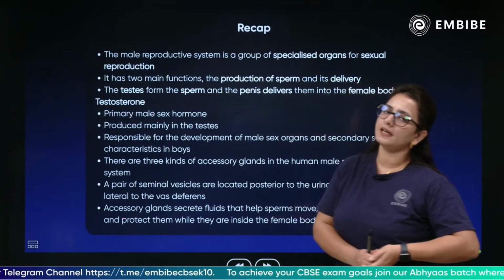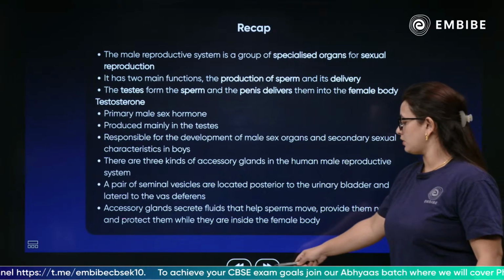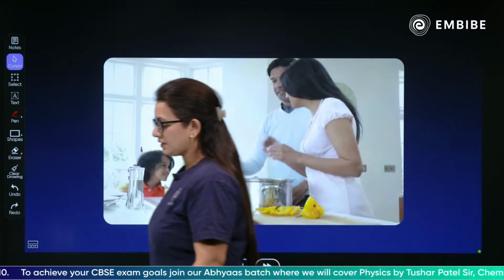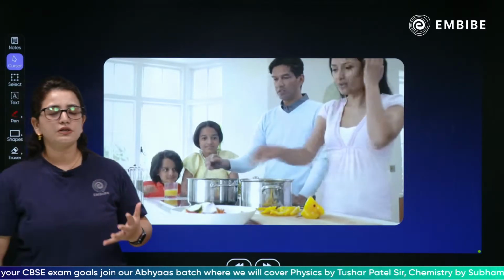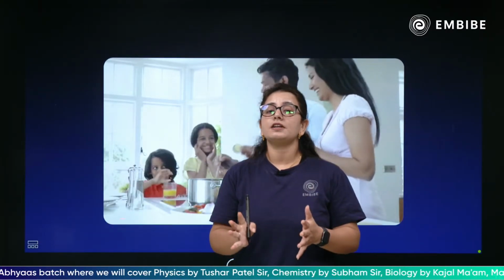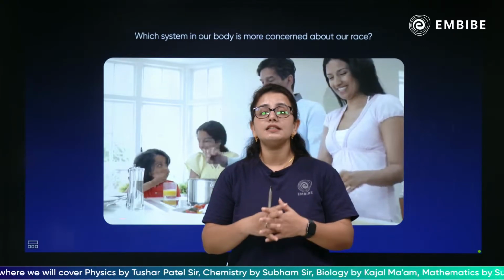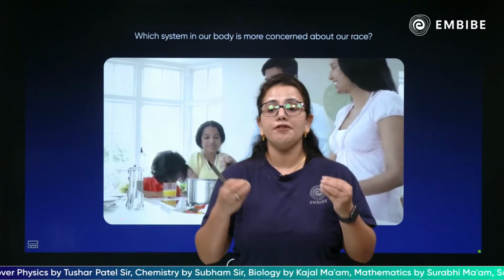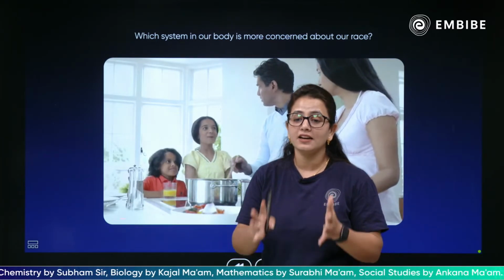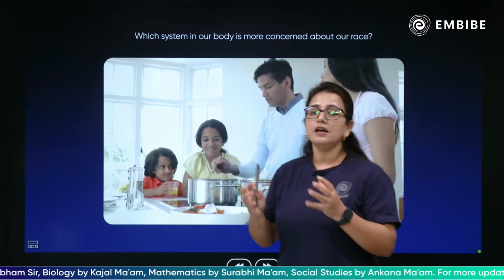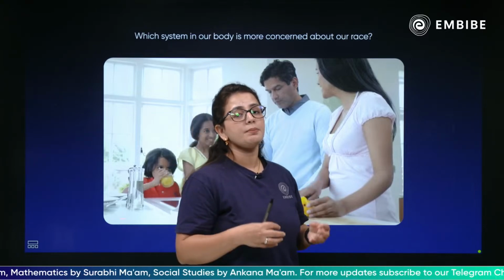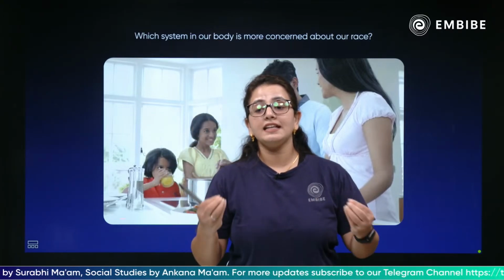So children, without wasting any time, let's start today's session on the female reproductive system. Just like the male reproductive system, the female system is involved in internal fertilization. In humans, fertilization takes place inside the female reproductive system, and it is the most concerned with maintaining the race. Females can reproduce and give birth to young ones, and that is for the maintenance of any race, any species.